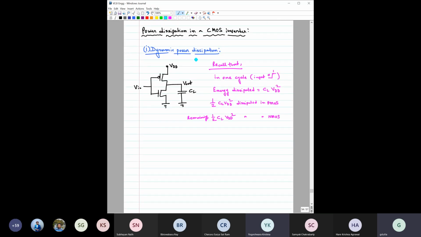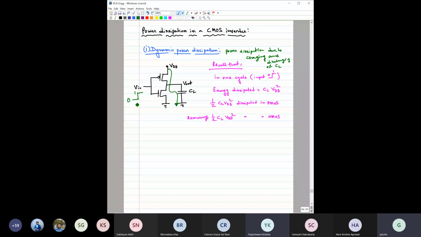So what about the dynamic power dissipation? First, let us discuss what we mean by dynamic power dissipation. Dynamic power dissipation is basically the power dissipation due to the charging and discharging of CL, the load capacitor. This is the power dissipation due to charging and discharging of CL.